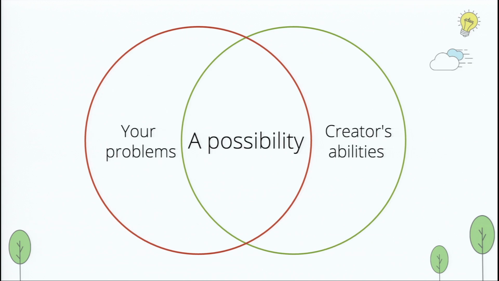And so really, the overlap between what the problems are in your business and what the abilities of Creator are gives you a possibility. What is that possibility? It's your app. So when you draw up your plan, when you think about what problems you're trying to solve, think about what Creator can help you do. Which problems is it solving? So even though everybody has a different business and everybody's kind of trying to build a different thing, ultimately, most Creator apps are solving the same problems. They're making your business more efficient.